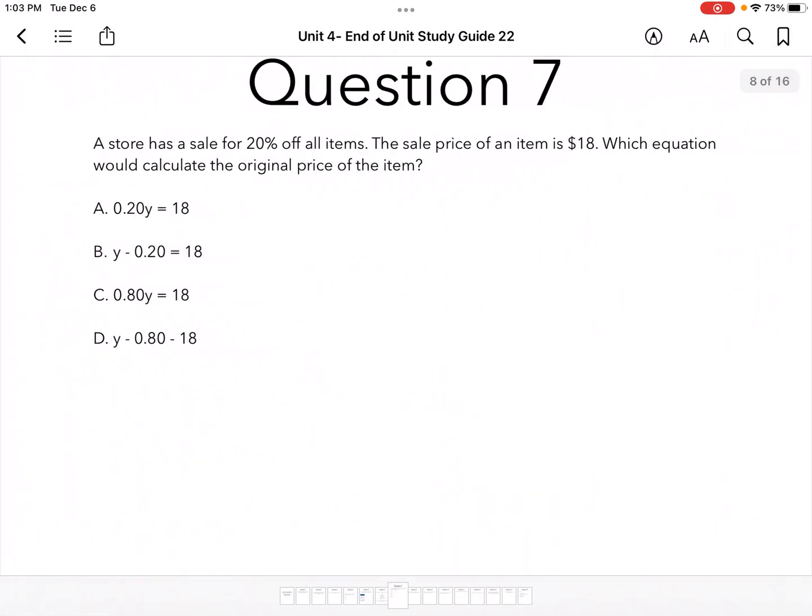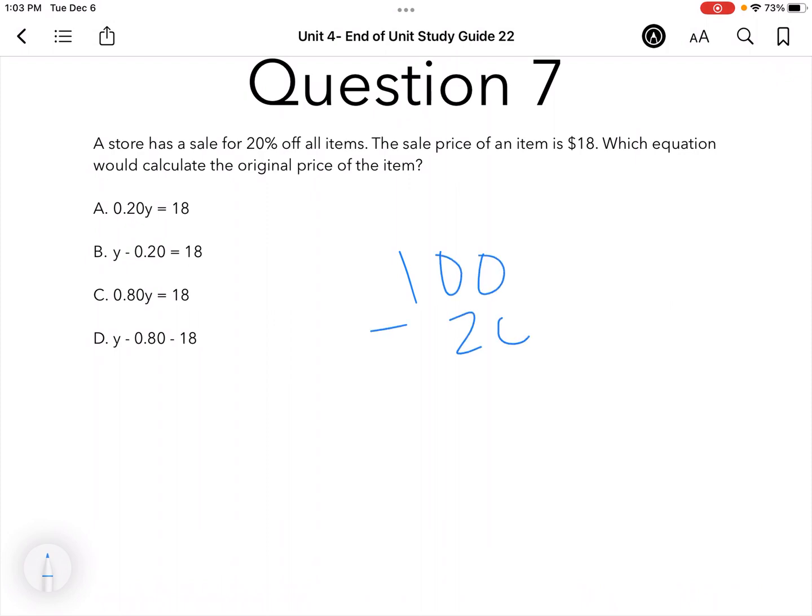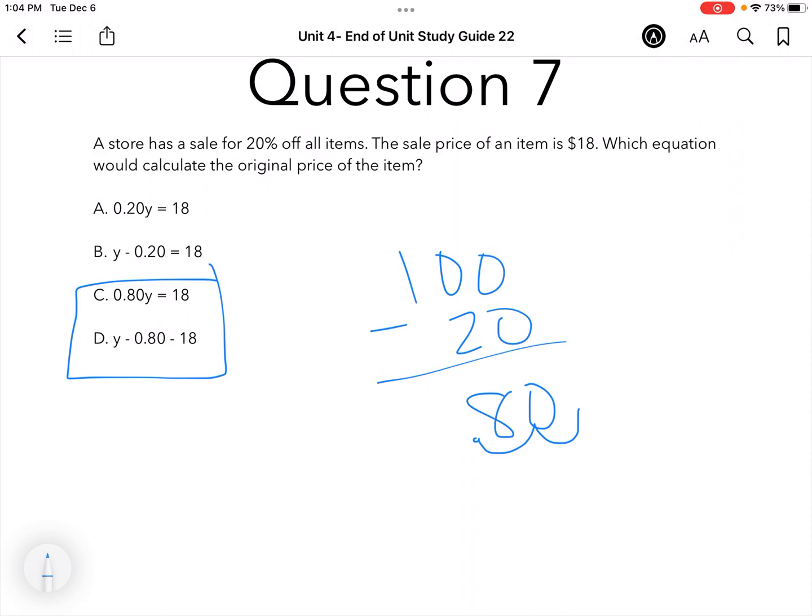All right, the store has a sale for 20% off all the items. If the sale price of the item was $18, which equation would calculate the original price? Well, I know that if I have 100 and I save 20, I'm left with 80%. So I have to move that decimal 2 places over. So it's gonna have to be one of these two. And I know I'm not subtracting 80 cents, so it's gonna be C.